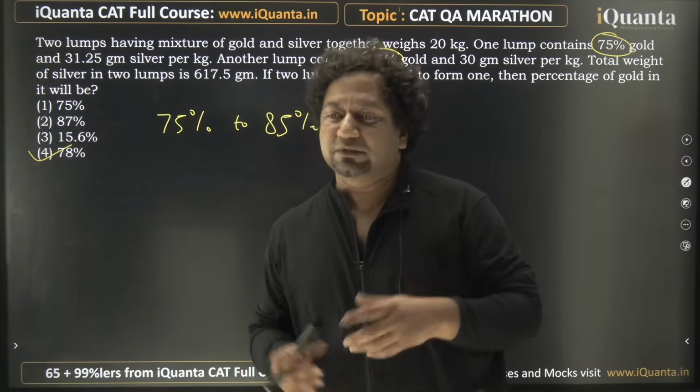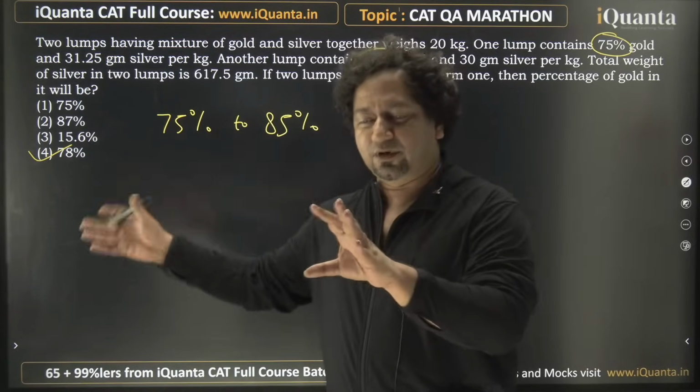Akash, that was gram silver in gram per kilogram of the lump.